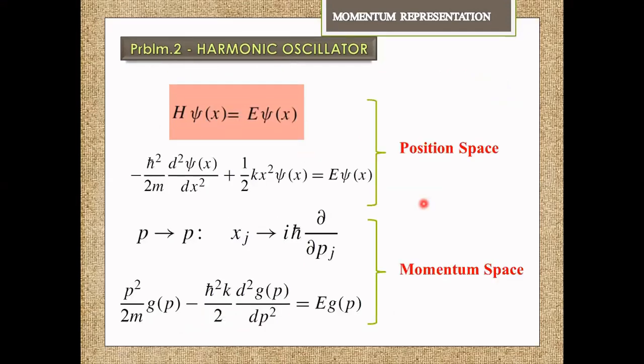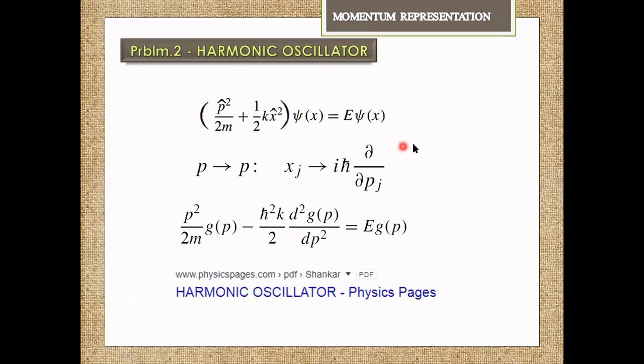So far we are dealing in position space, therefore the Schrodinger equation is minus h cut square by 2m d square psi of x by dx square plus half k x square psi of x is equal to E psi of x. If we are dealing with it in momentum space, remember P stands as P as such. X should be replaced in terms of P, therefore i h cut d by dP.